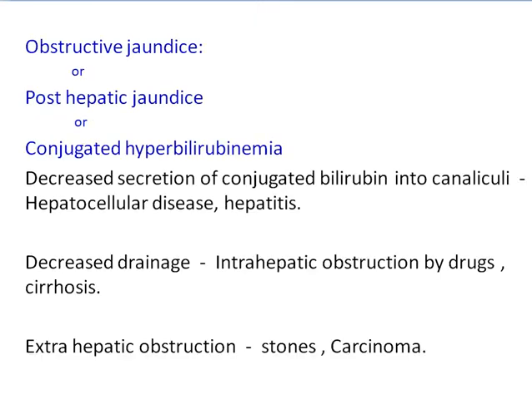Obstructive jaundice, or post-hepatic jaundice, is conjugated hyperbilirubinemia: decreased secretion of conjugated bilirubin into the canaliculi, as in hepatocellular disease and hepatitis, and decreased drainage, from intrahepatic obstruction by drugs, cirrhosis, and extrahepatic obstructions such as stones and carcinomas.